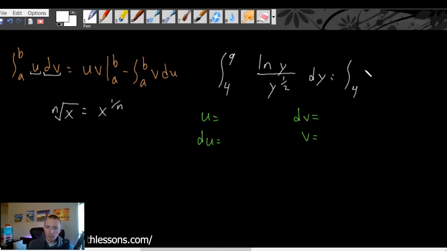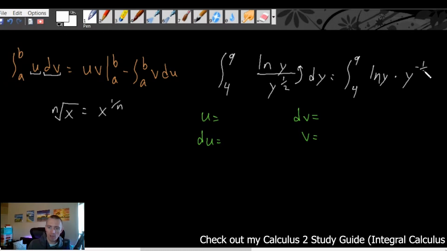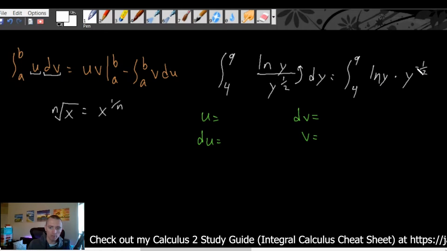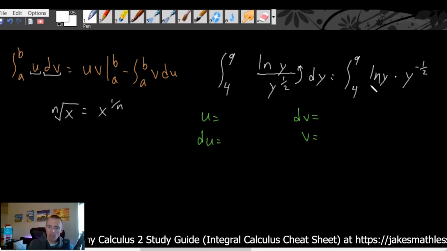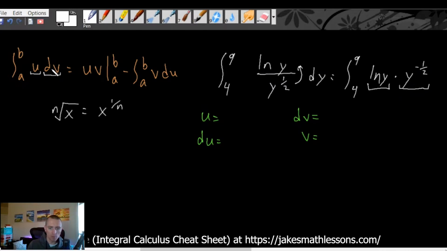Well, when you have something raised to a power in a denominator like this, you can move it up to the numerator by making the power negative. So ln of y divided by y to the positive 1/2 power is the same as ln of y times y to the negative 1/2 power. By making the power negative, we can move it up out of the denominator of the fraction, which is convenient because now we actually do have the product of two things. So now we can actually apply this integration by parts formula.